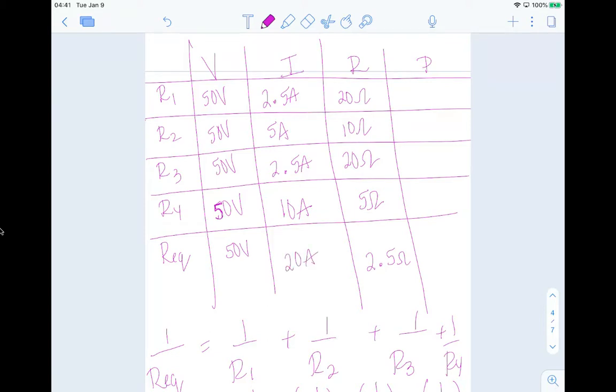If we go ahead and we solve for our power, if you did this correctly, you should have ended up with 125 watts, 225 watts, 125 watts, 500 watts, and 975 watts. This is actually supposed to be a 5. I don't know what I'm speaking and writing, 2 different things. So this is what number 5 should have looked like.